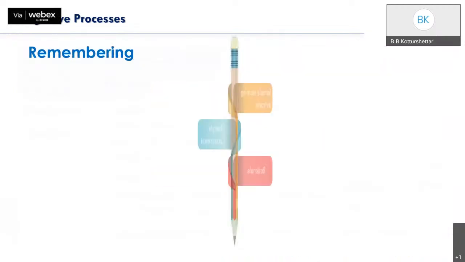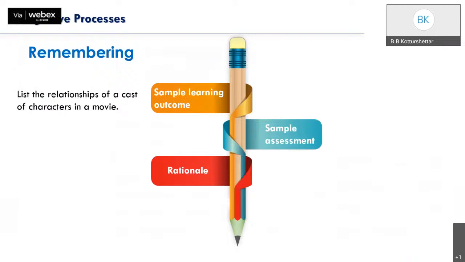Now, in the context of the video you just saw, if we were asked to write a learning outcome before, as a teacher, I know I am going to show this video to you, what is the outcome I would have written? It would be something like this: list the relationships of a cast of characters in a movie. This is a possible learning outcome I would have written before I showed the video. Then what is the sample assessment?